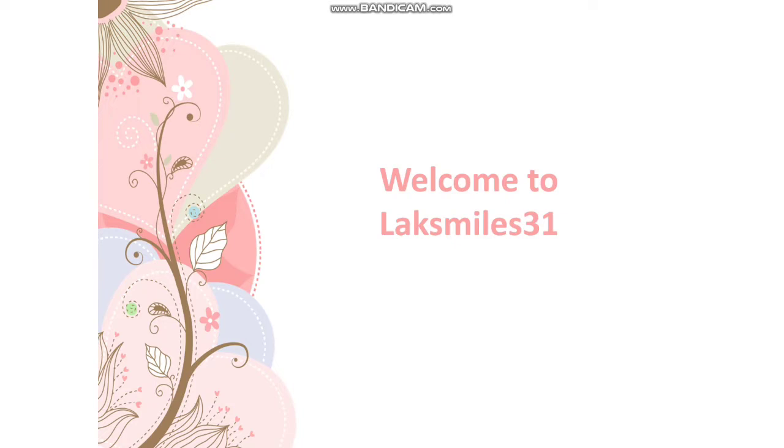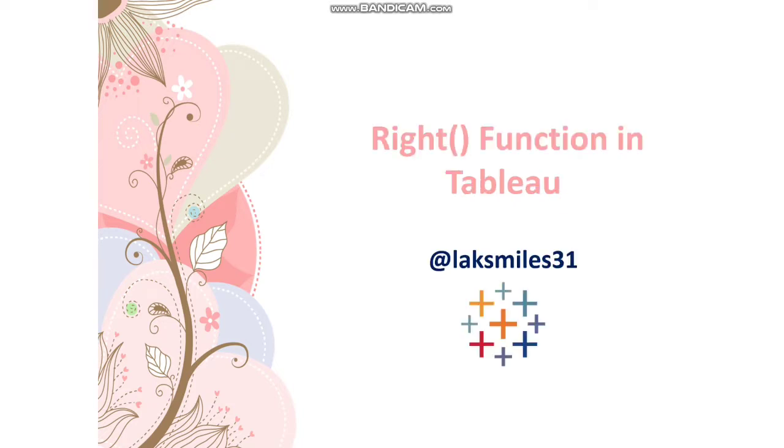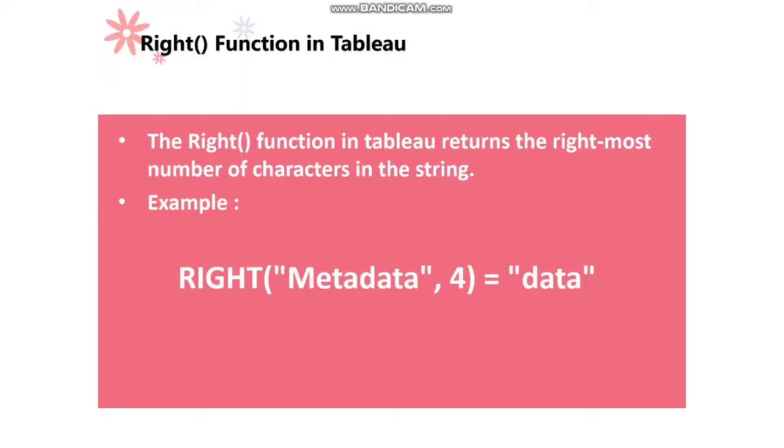In today's video, I'm going to talk about the RIGHT function in Tableau. Let's get started. The RIGHT function in Tableau returns the rightmost number of characters in the string. The example is right below: RIGHT of "metadata", comma 4, equals "data".